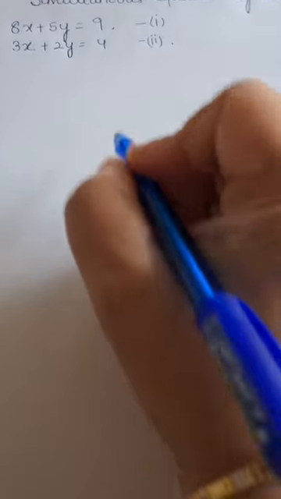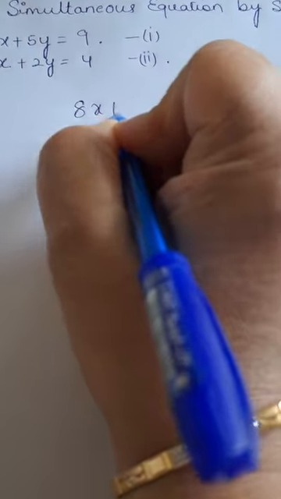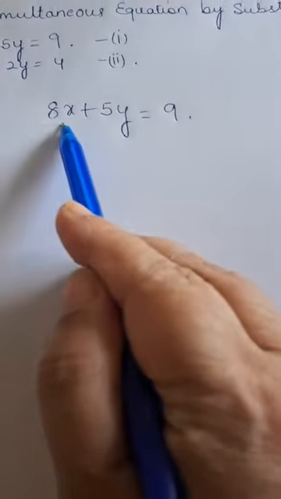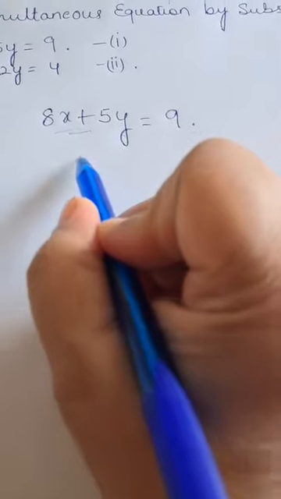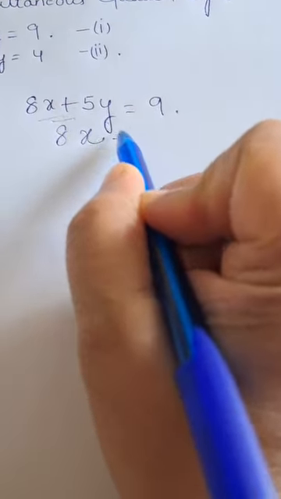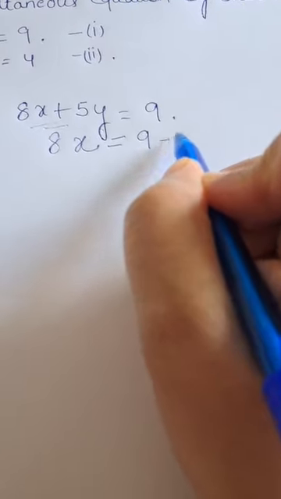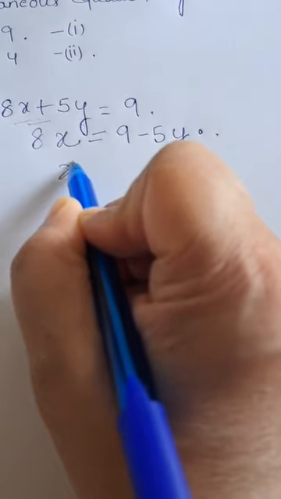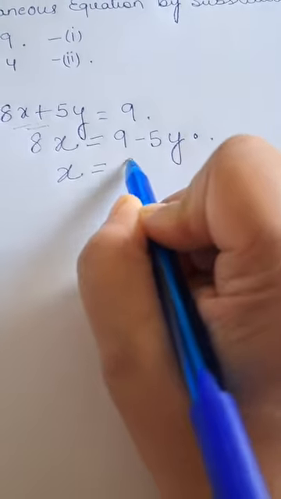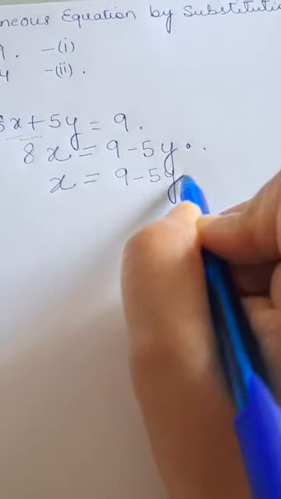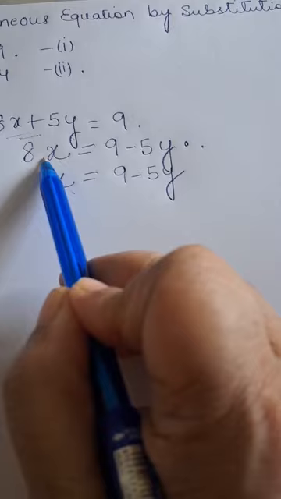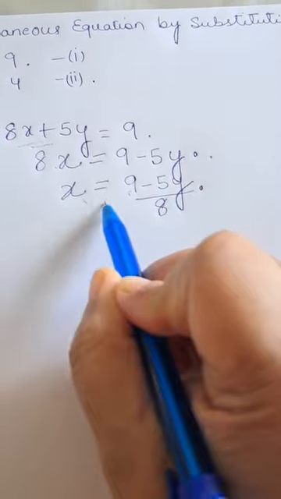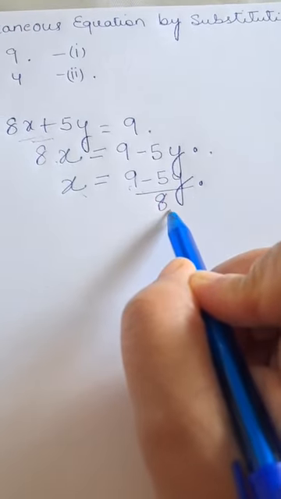The first equation is 8x plus 5y is equal to 9. So we will find the value of x in terms of y. That means we will take 5y to the other side of the equation. It will become minus 5y, and we have to leave x alone. So we will take 8 also to the other side of the equation. 8 is related with x by multiplication, so 8 comes here and it becomes divide. So the value of x has come out to be (9 minus 5y) by 8.